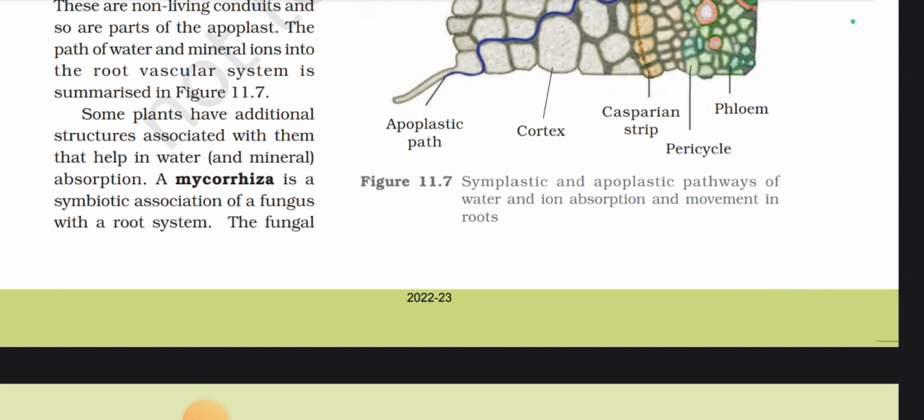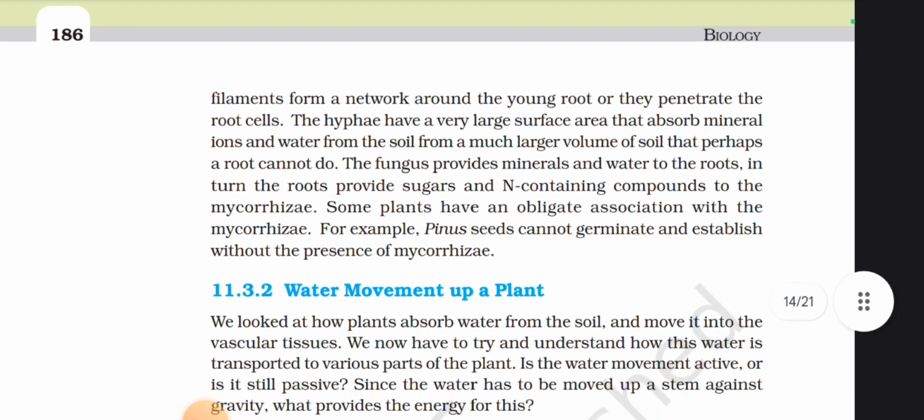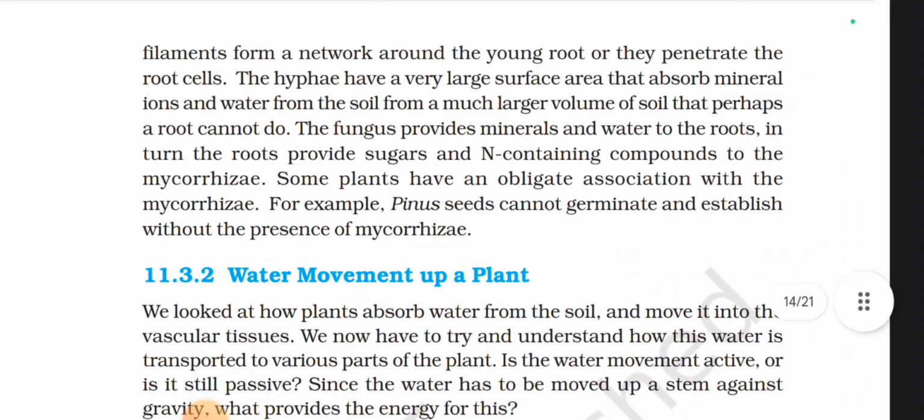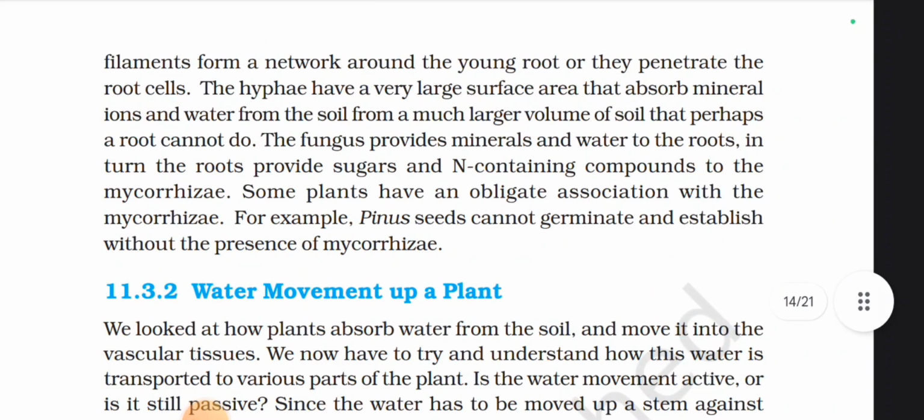Some plants have additional structure associated with them that help in water and mineral absorption. A mycorrhiza is a symbiotic association of a fungus with root system. The fungus filaments form a network around the young root or they penetrate the root cells.